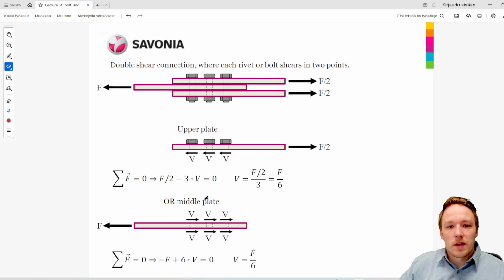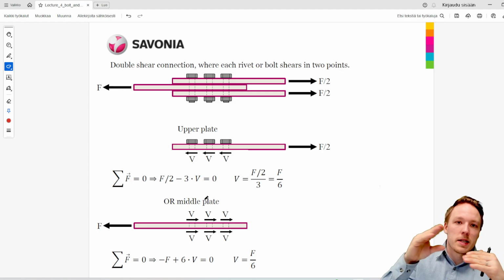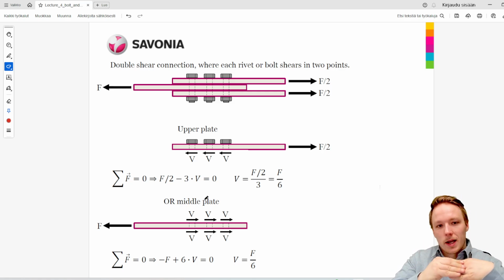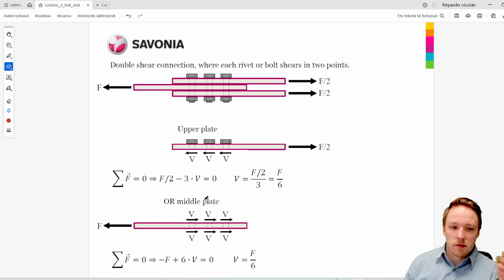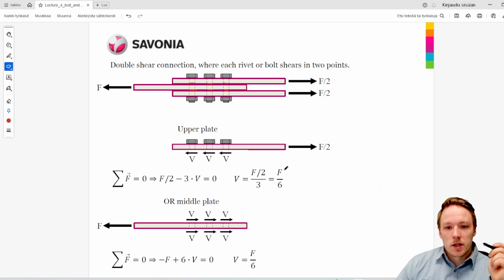Well, then we also have these so-called double shear connections, where we have three plates which are connected together using bolts. There are two plates that are sandwiching a third plate in between, and in this example we also have three bolts. Now in this case we have two planes along which shearing will happen at the same time. What this means in practice is that the shear force in each of these bolts in this instance would be 1/6 of the total external force that is applied to the structure.